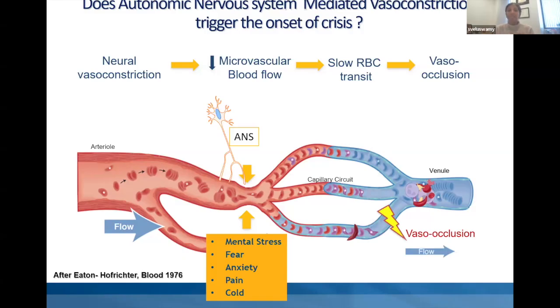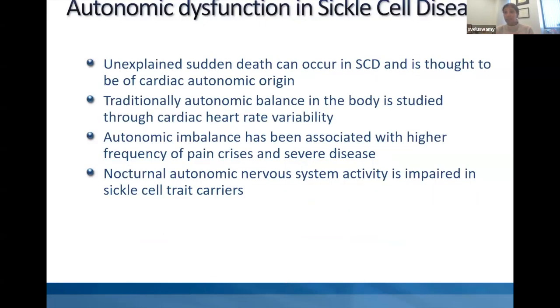So we wanted to study this in a systematic manner in our lab. Why are we talking about the autonomic nervous system? There has been a lot of interest in studying the autonomic nervous system in sickle cell disease. Back in the 1970s and 80s is when the interest first started. That was because there was this phenomenon of unexplained sudden death happening in our patients, and that was thought to be because of a rhythm disturbance in the heart, of a cardiac autonomic origin.